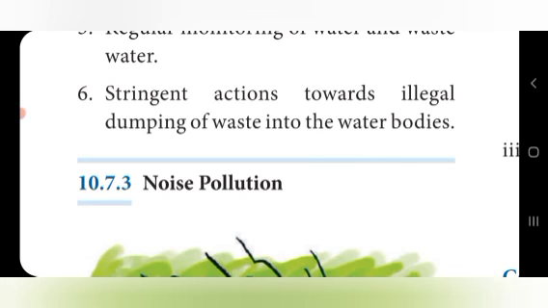Today you have learnt about water pollution, right? You have to read about water pollution fully and write the test. The topics are: types of water pollution, causes of water pollution, effects of water pollution, and remedial measures of water pollution.